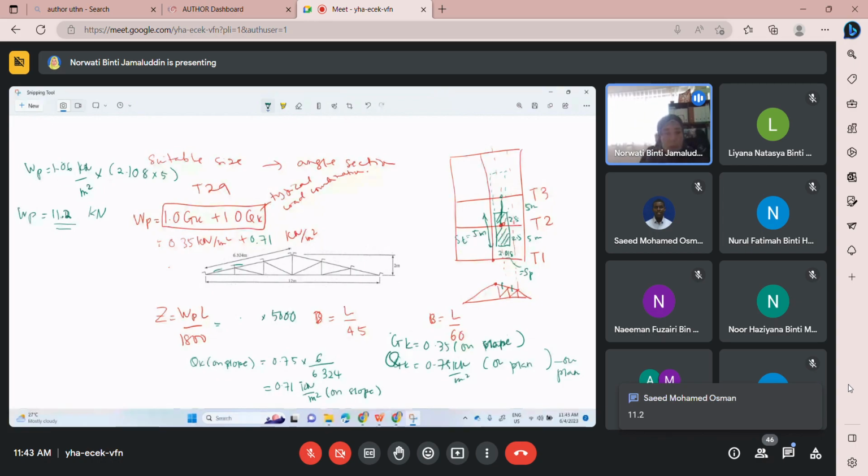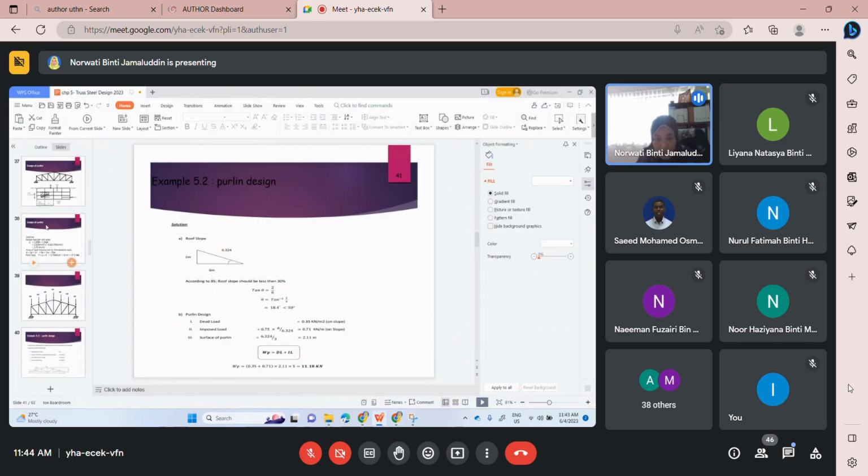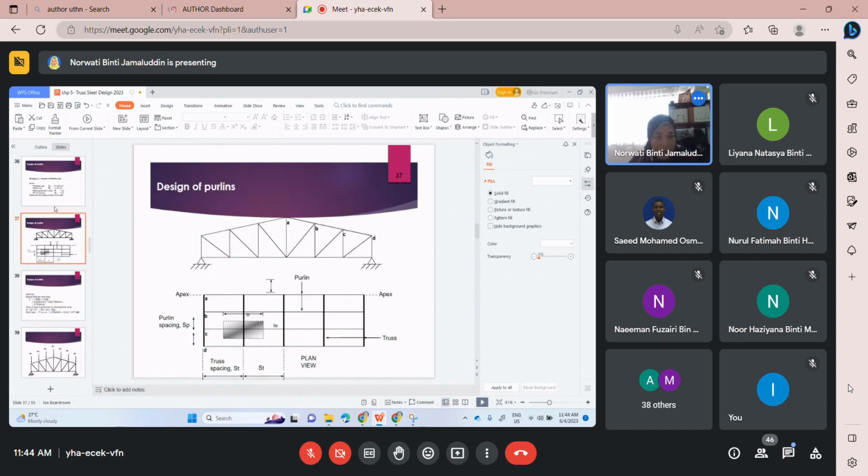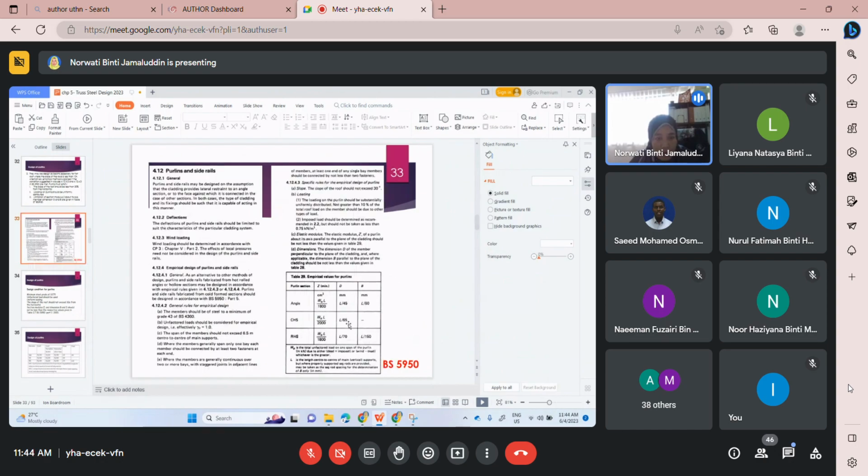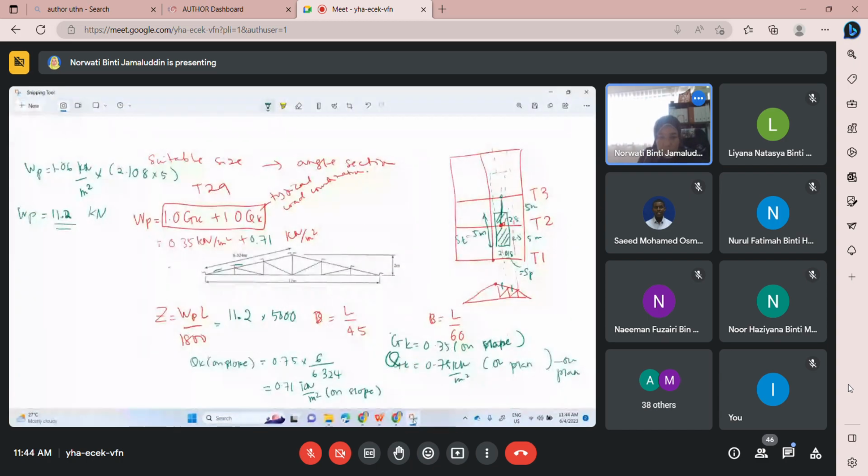Okay, 11.2 kilonewton. So now it is already in kilonewton. So we substitute this value times 5,000. Okay, why 5,000? It is because referring to this table, L is in millimeter. So that's why this one 5,000. Then divide by 1,800.